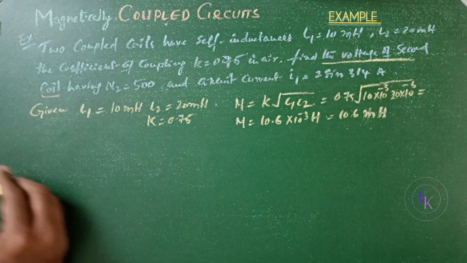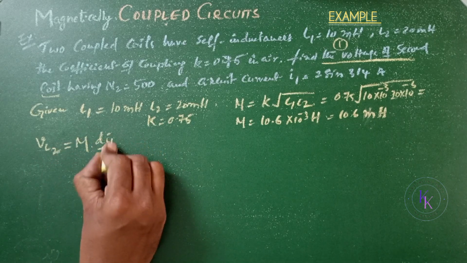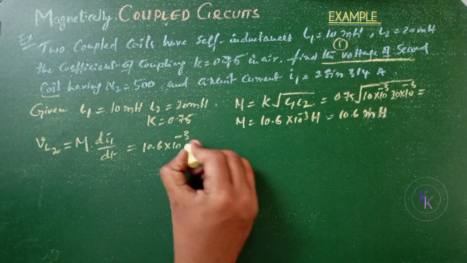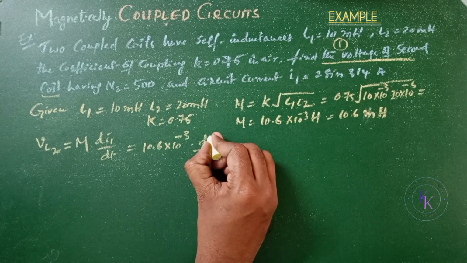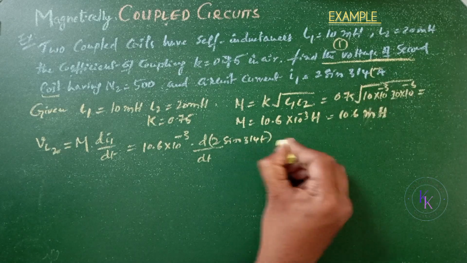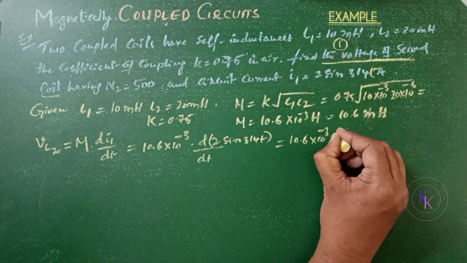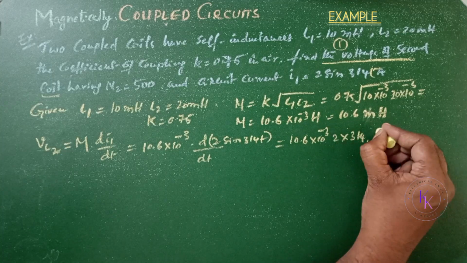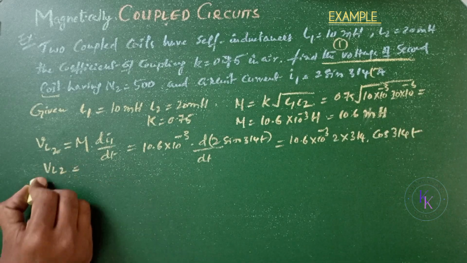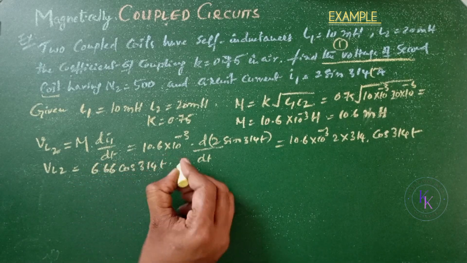Voltage of the second coil, VL2, is given by M dI1 by dt, which equals 10.6 times 10 to the power of minus 3 multiplied by the derivative of the current, that is 2 sin 314t, which gives 10.6 times 10 to the power of minus 3 multiplied by 2 times 314 cos 314t. When you calculate this, you get VL2 equals 6.66 cos 314t volts.